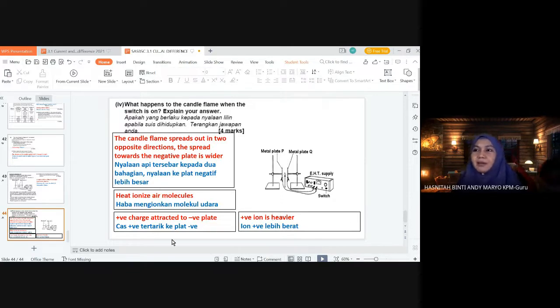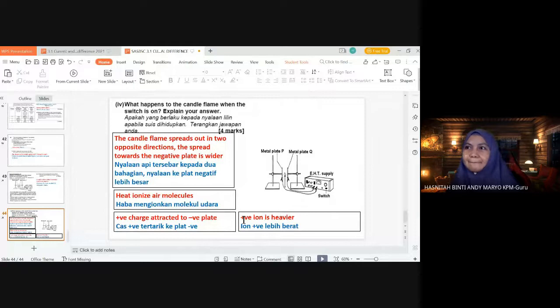So this is the correct sequence. First one, heat ionizes air molecules. This is the second point, positive charges attracted to the negative plate. Third, the candle flame spreads out into opposite directions, more portion on the negative plate, smaller portion to the positive plate. And the last one, the reason, because positive ion is heavier or has greater mass compared to the negative charge.